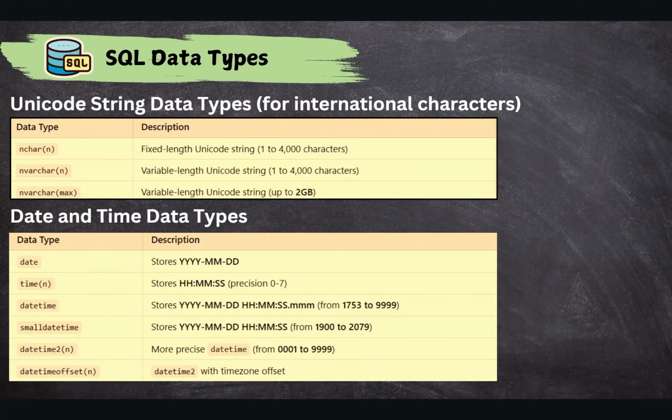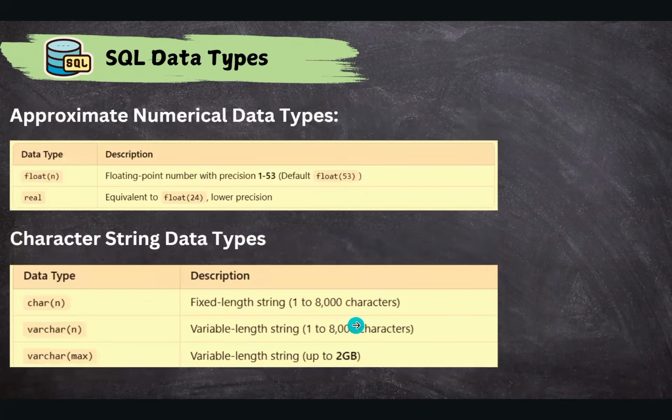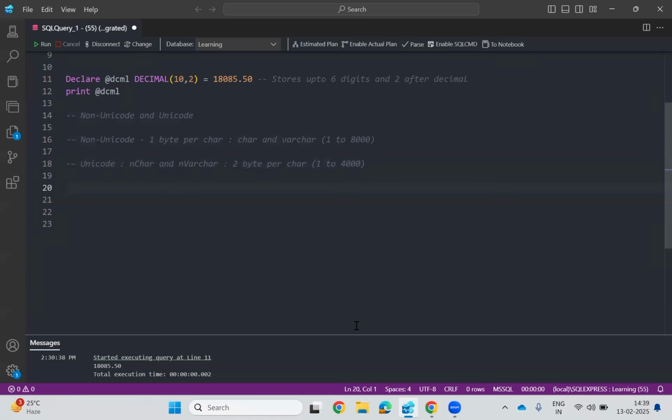Interesting. And here we have 8,000 characters. Okay guys, you need to keep in mind Unicode characters require 2 bytes per character regardless of the language. So guys, for an example, right now I'm working in the learning database.